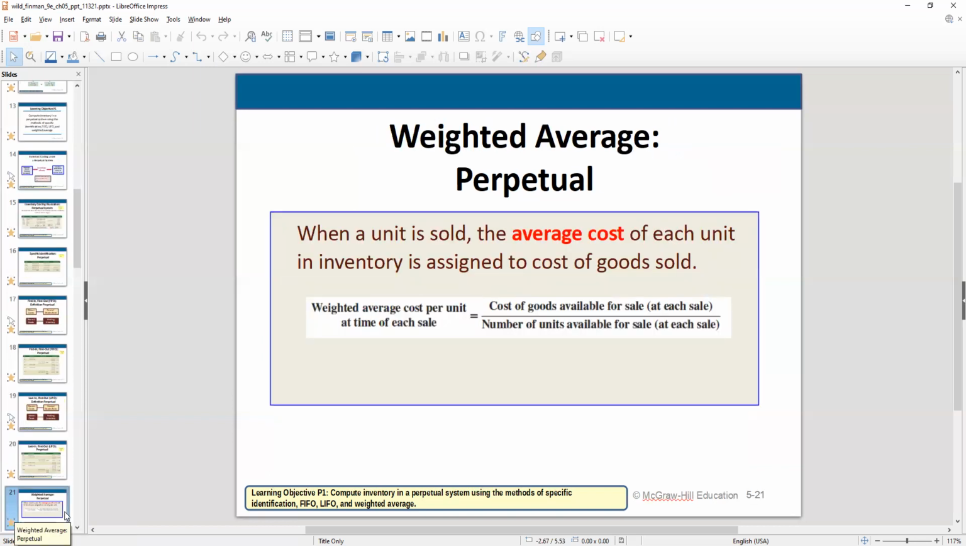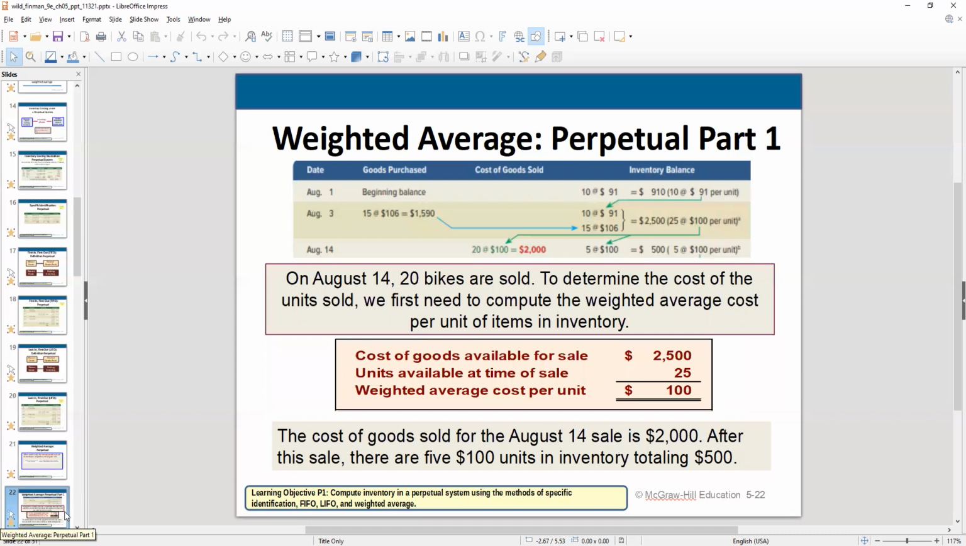Now, under weighted cost average, we have to recalculate the average cost of inventory goods. So we're not going to specifically associate a cost with a date of purchase. The cost is going to be recalculated every time we buy stuff from the supplier, and every time we sell something to our customer. It all gets reevaluated each time. So this is going to be a little bit more lengthy.